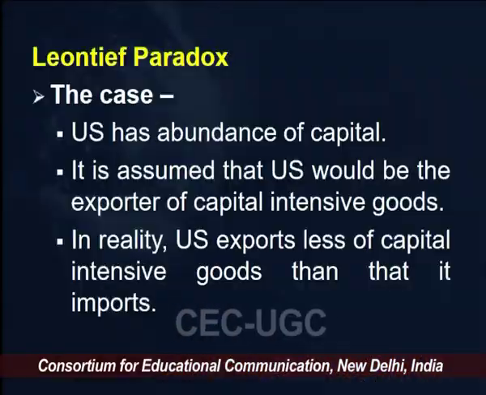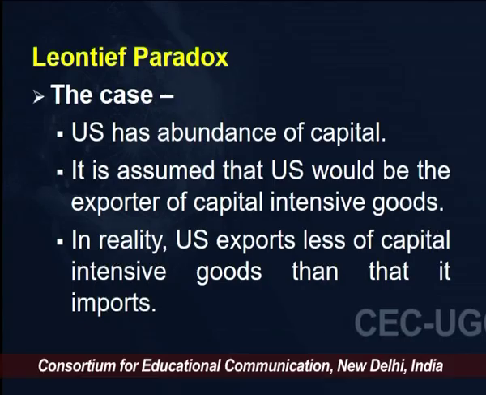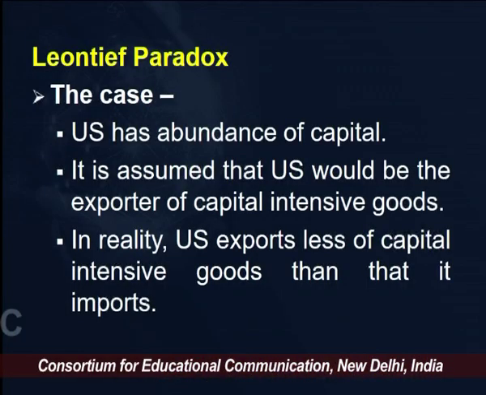Let's study the case in detail. So, the US has abundance of capital. It is assumed that the US would be the exporter of capital intensive goods. So, if we compare the figures of export and import from the US, what we expect is that the export of capital intensive goods will be more and of labor intensive products less, and what they will be importing is more labor intensive products and less capital intensive products. In reality, the US exports less capital intensive goods when we compare it with what they are importing.